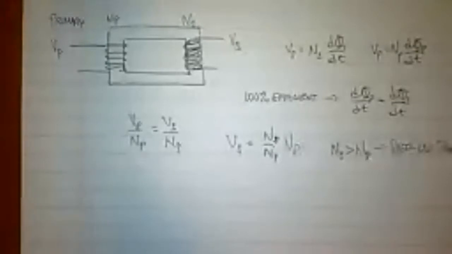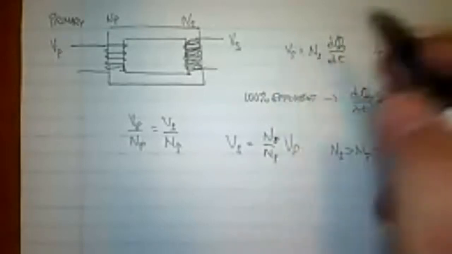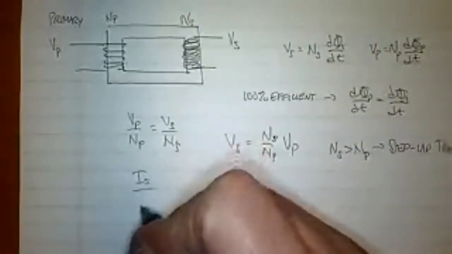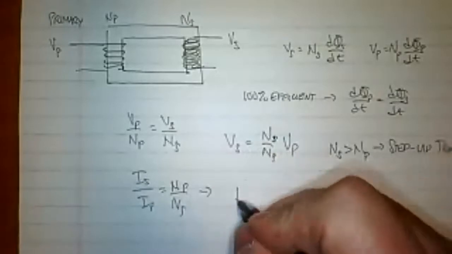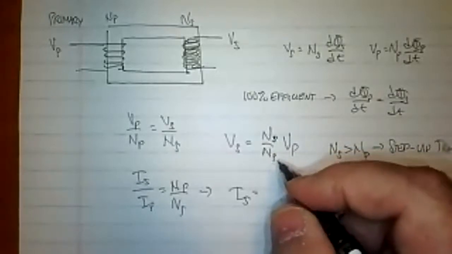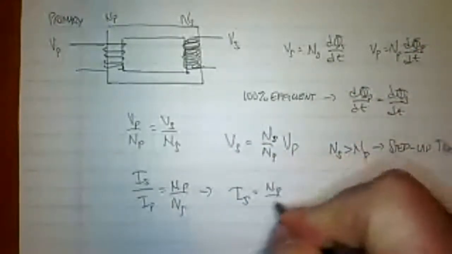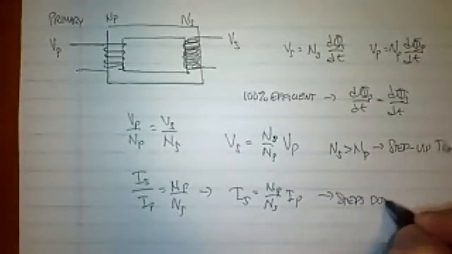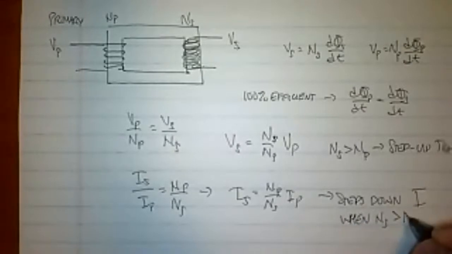And they always talk about that with regards to the voltage, not with regards to the current. Now, it turns out, as you know, V is equal to IR, so V and I play opposite roles. What you see is that I secondary over I primary is equal to N primary over N secondary. So I secondary would be equal to NP over NS times IP. So this steps down I when NS is greater than NP.